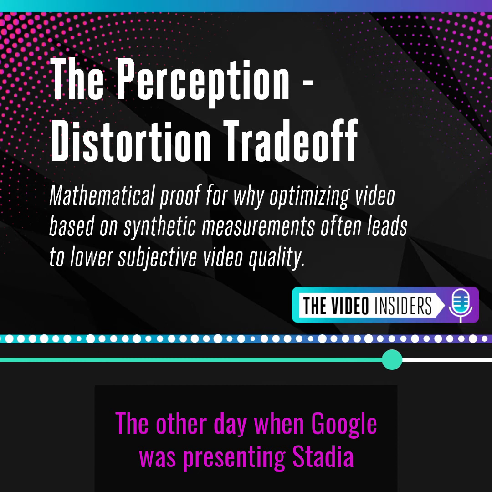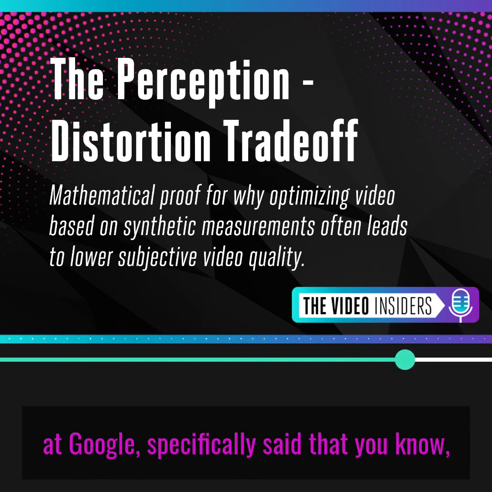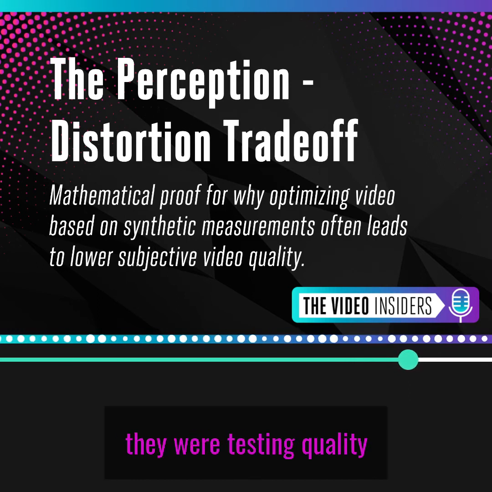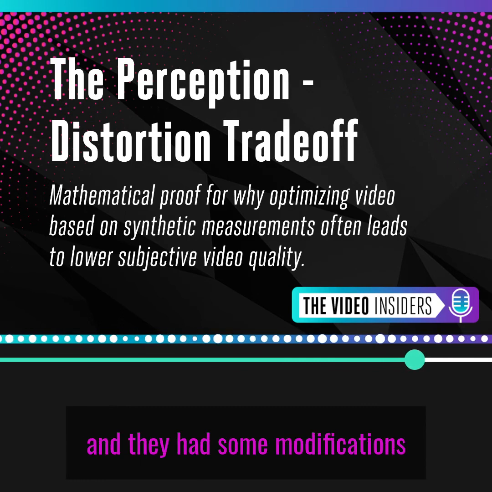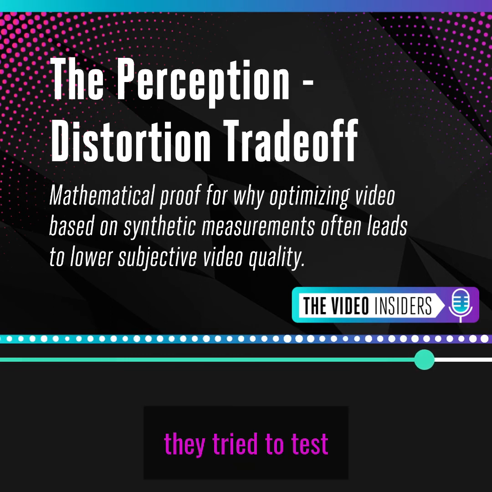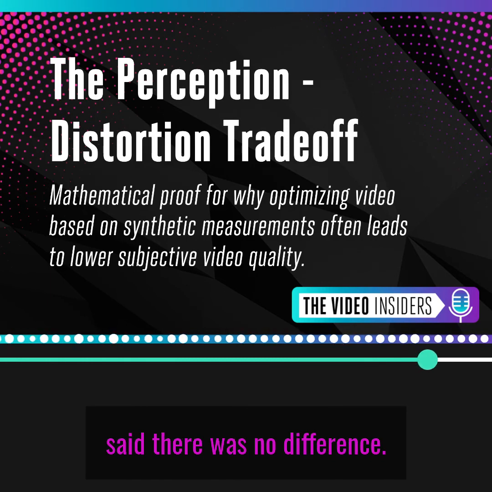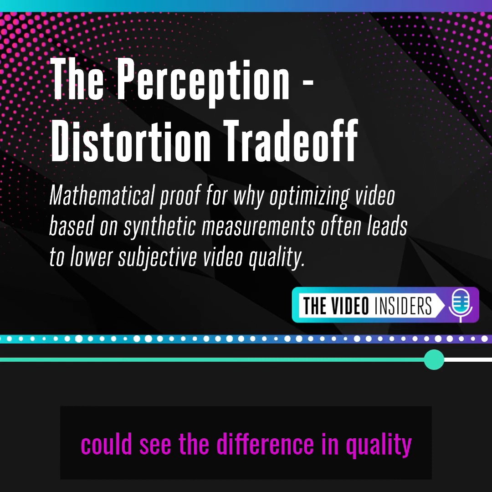The other day when Google was presenting Stadia, Caleb, one of the leads on the Stadia project at Google, specifically said that they were testing quality and they were doing subjective testing, and they had some modifications that every single synthetic or objective measure they tried to test said there was no difference, and yet every single player could see the difference in quality. Wow.